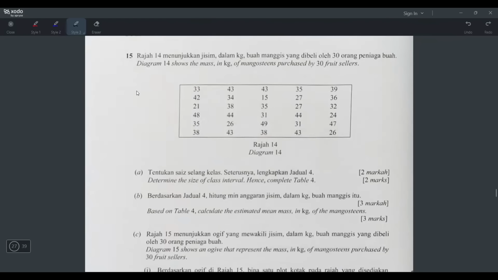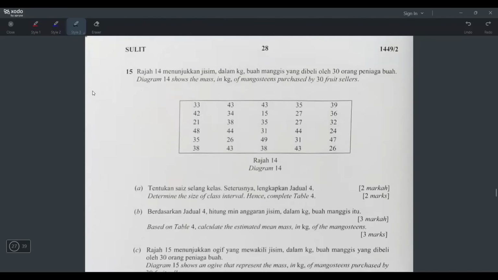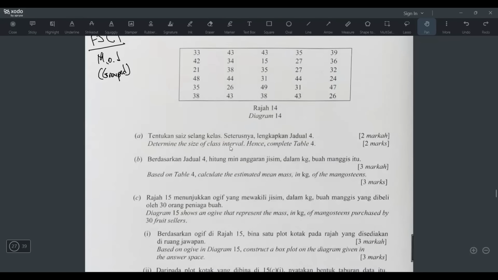Okay, number 15. What chapter is this? Measures of dispersion. I see there is an ogive, so it's definitely the Form 5 grouped data one. It's chapter 7, measures of dispersion, for grouped data. And why is it grouped data? Because, yeah, you have classes.